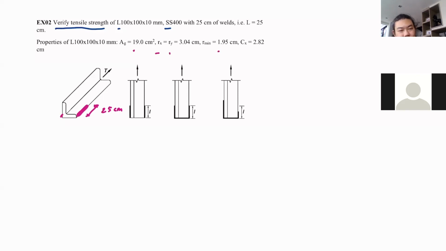Wait a minute, why do we have R minimum? What do you think? One thing that you should know about the angle is that that's a centroid, right? So that is perhaps the X-axis, and that is the Y-axis. So Rx and Ry are the radius of gyration about these axes, X and Y. But do you know that the X and Y axes of the angle are not the principal axes? Do you know that? The principal axis of the angle is not in this 90 degree axis. It's somewhere like this.